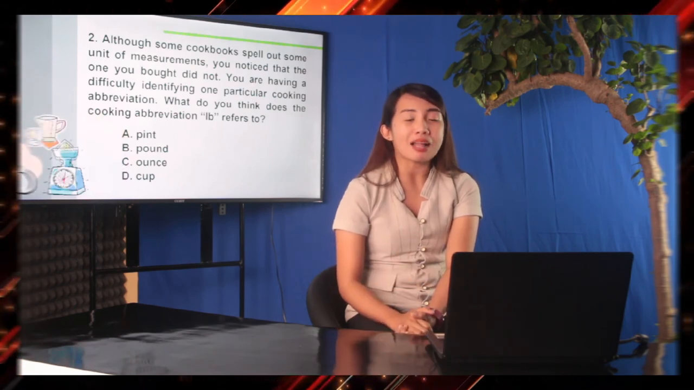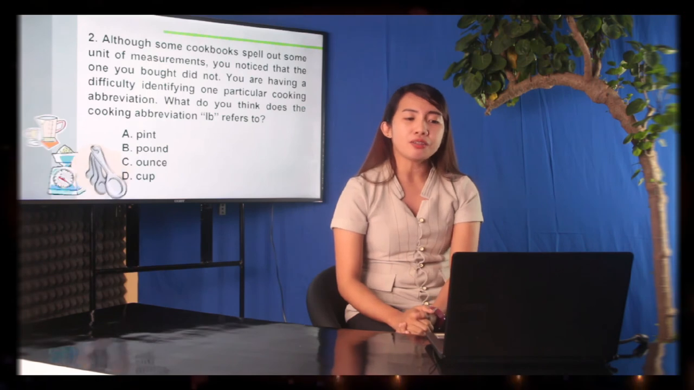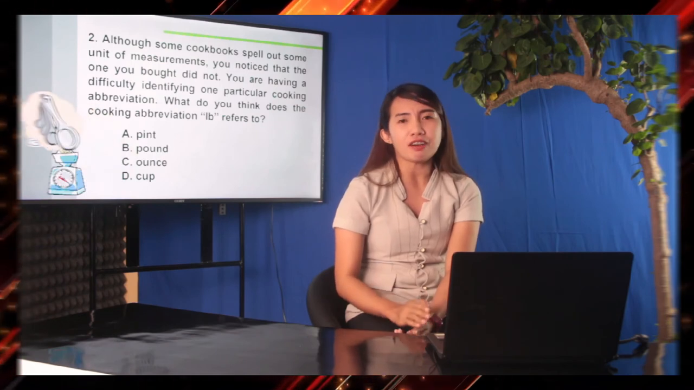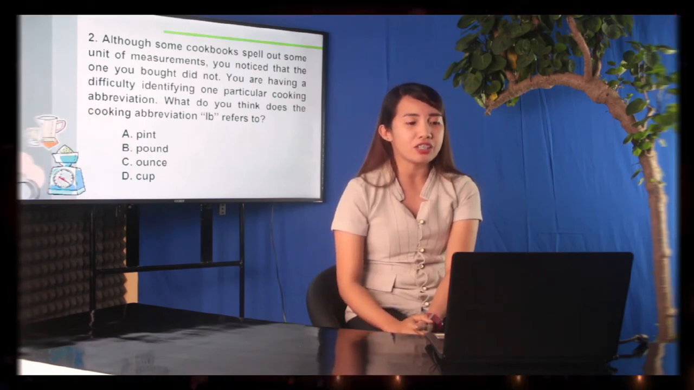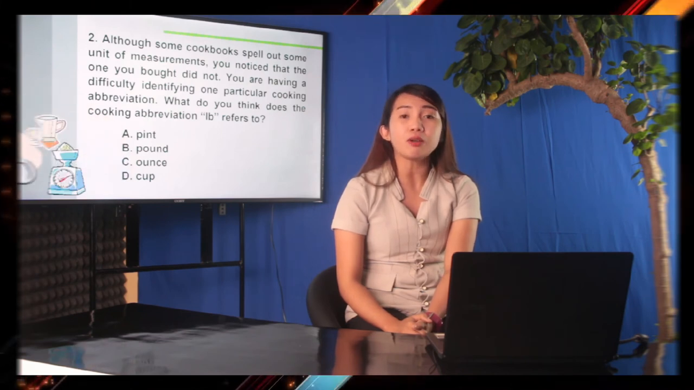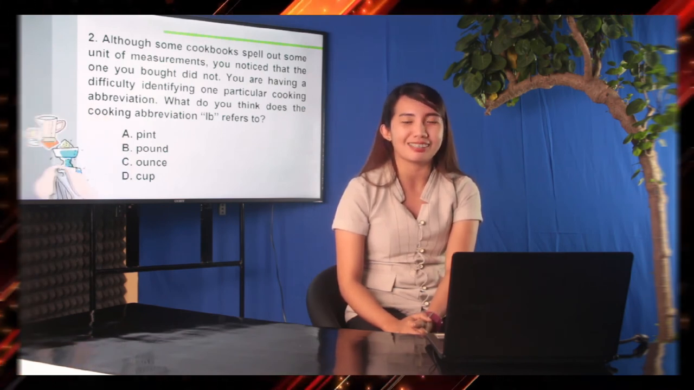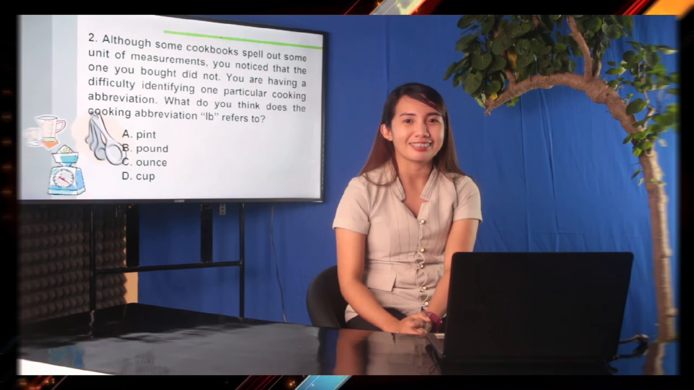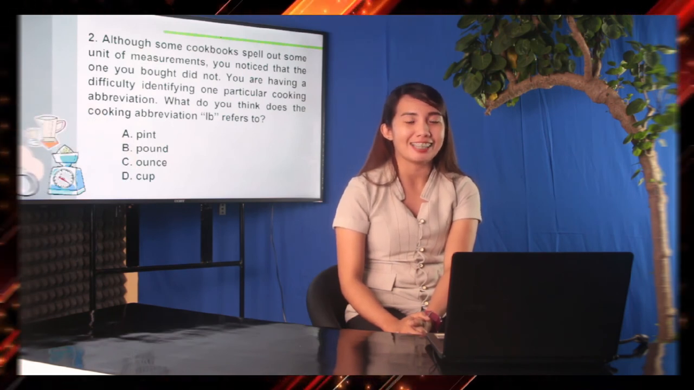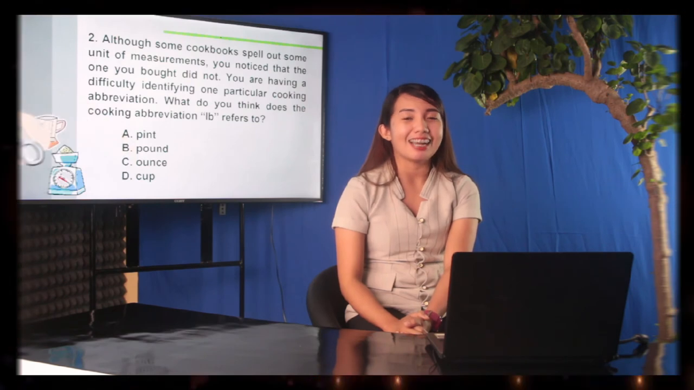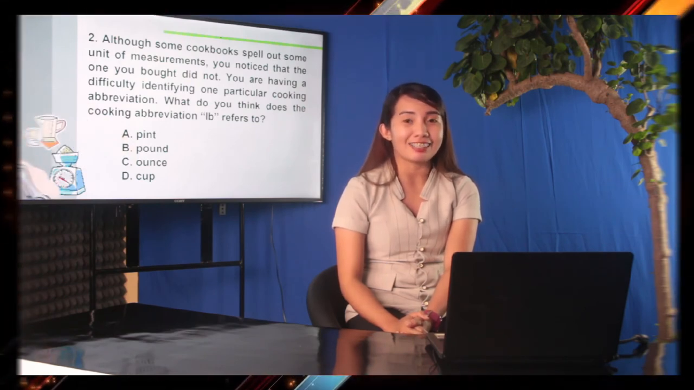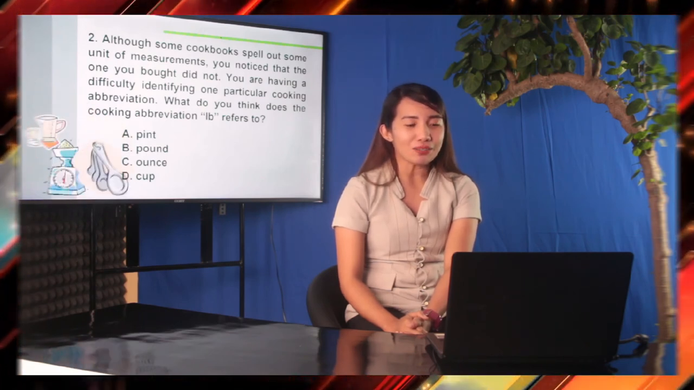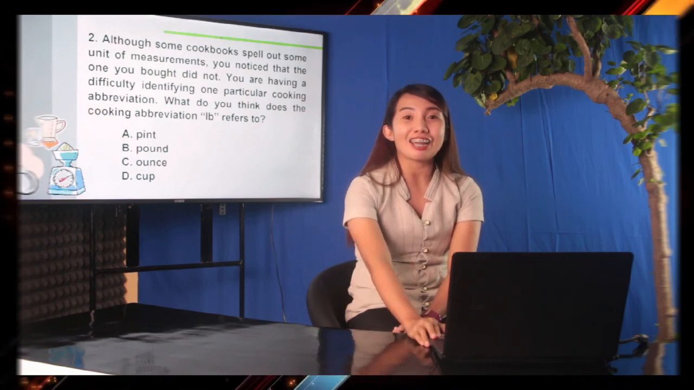Although some cookbooks spell out some unit of measurements, you notice that the one you bought did not. You're having difficulty identifying one particular cooking abbreviation. What do you think does the cooking abbreviation LB refer to? Okay, letter A, pint. Letter B, pound. Letter C, ounce. Letter D, cup. Okay, the correct answer is letter B, pound.